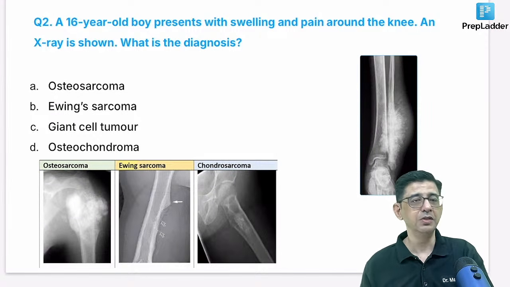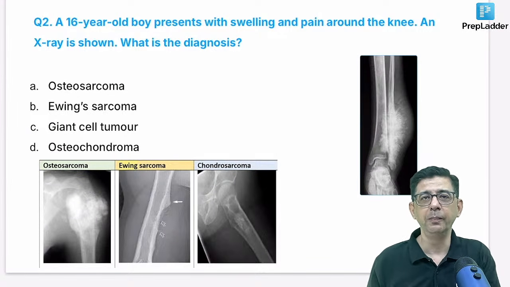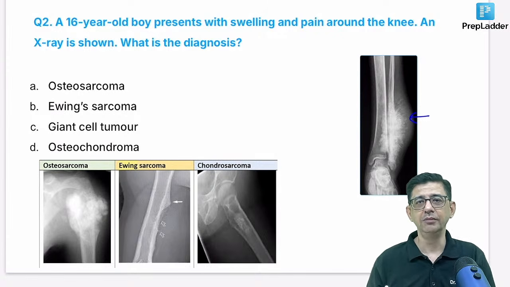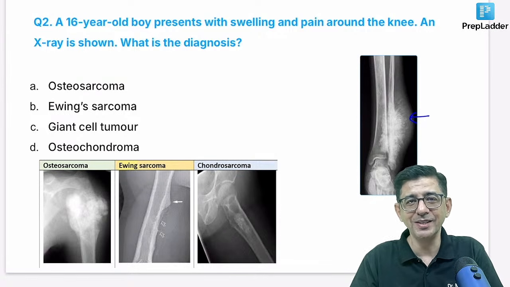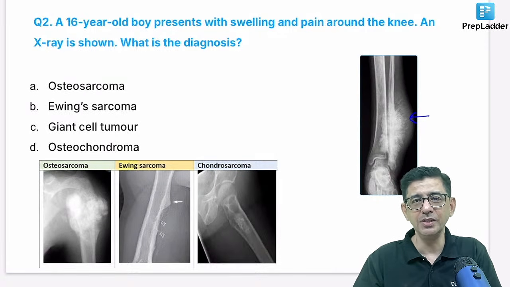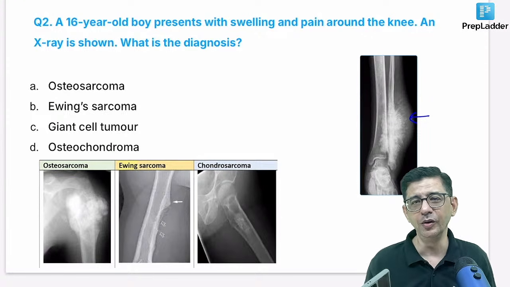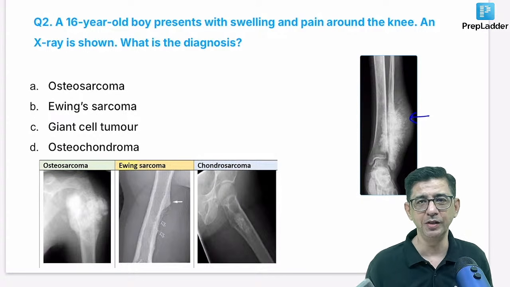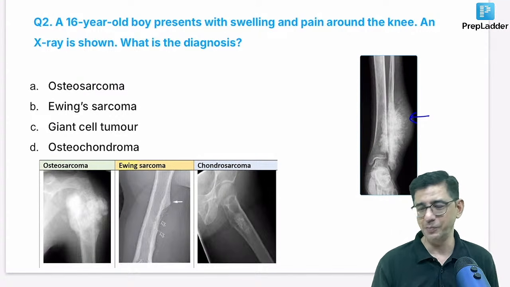Coming to the second question for today, we have this boy with pain and swelling around the knee, and then the X-ray is shown. This is the X-ray that is shown, a very classical one. I think this session is having questions which are just to get you into that drive and into that mode of getting to the spot answers, because some of them are going to be so simple and straightforward that you'll be wondering, oh man, I was preparing for this.